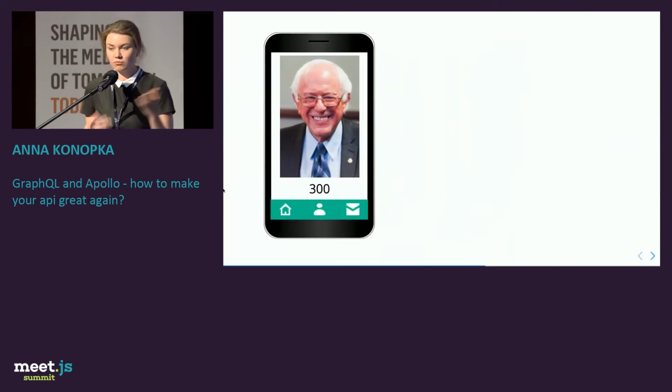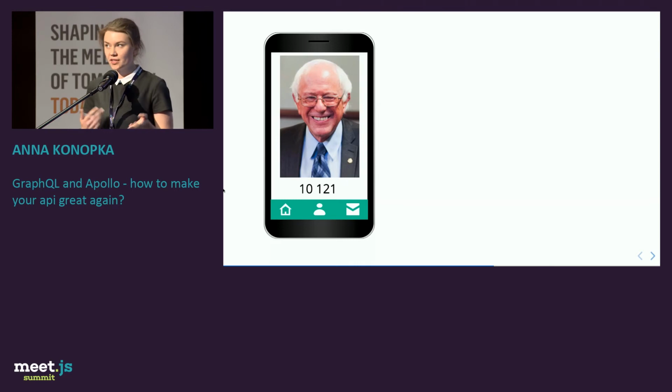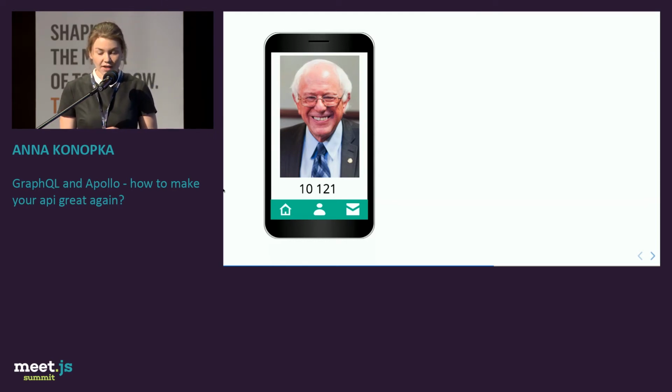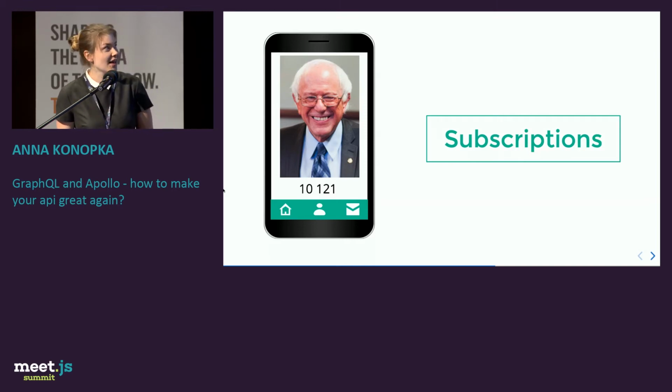Okay, so we know how to query data, we know how to mutate it. Is that it? Not really. What about the case when we would like to have real-time updates inside our application? So, for example, here we are updating the number of votes for a candidate. Can GraphQL help us with that? Yes.